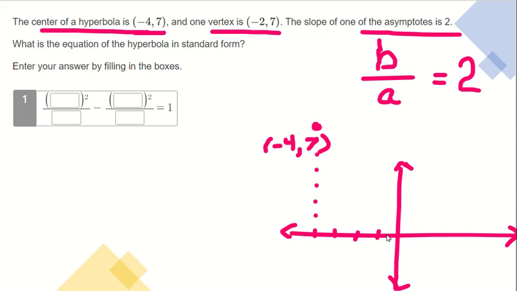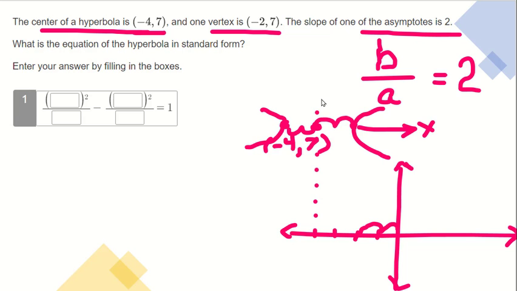And another vertex is -2. So go 1, 2, and up 7. So there's 2 units between the center and one of the vertices. So there's going to be 2 units in the other direction. Okay, so I just counted that. This is the x direction, so this is going to be our a. a is equal to 2 units.